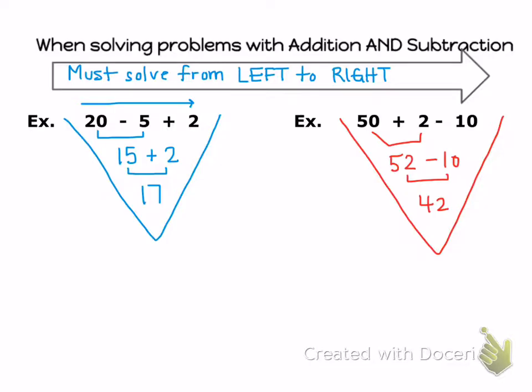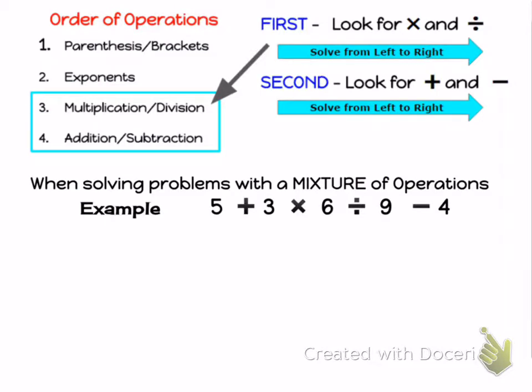Okay, so that's when it's all one step, like all multiplication or division and all addition and subtraction. What happens when you're solving problems with a mixture of those two operations? So again, we look for parentheses first, we look for exponents, and then what we have to realize is when you have a mixture of the operations, you first have to look for multiplication and division and solve all of the multiplication and division from left to right first, and then second look for addition and subtraction and solve all of the addition and subtraction from left to right after that.